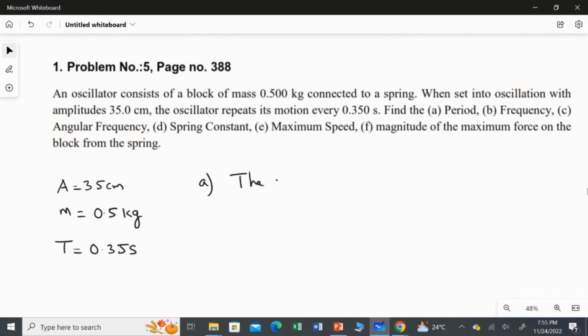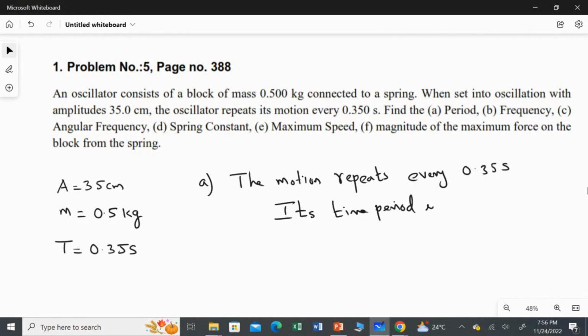So the motion repeats every 0.35 seconds. Am I right? They mentioned it in the question. That means its time period is 0.35 second, right?